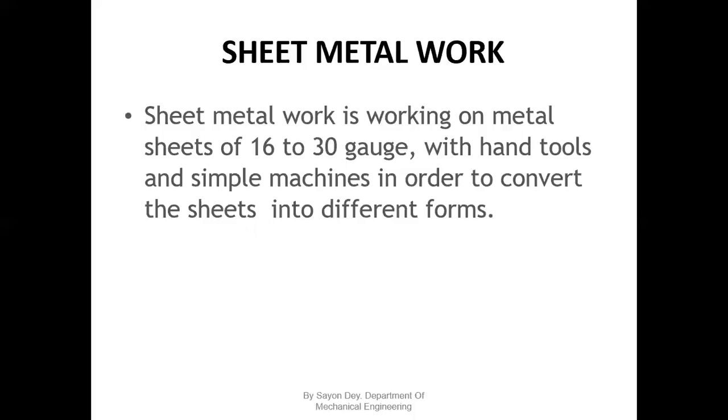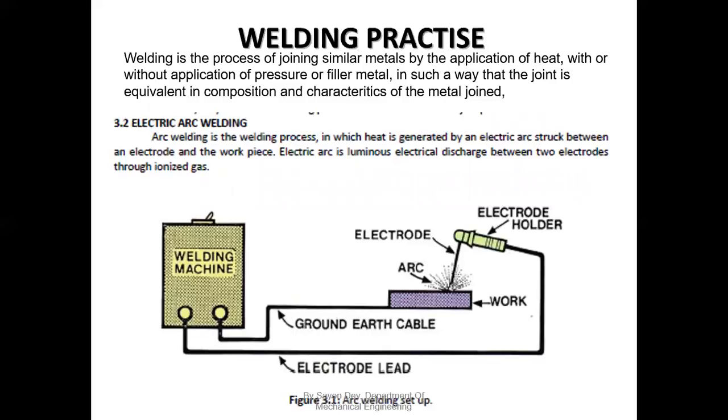Okay, I'm going to my next slide, that is welding practice. This is the most important and interesting trade in the entire workshops. Most of the students are very much interested in this welding portion. Basically, there are various types of joints, like permanent joints or temporary joints, but welding is a permanent joint. For example, we can use any adhesive or glue for joining purposes, but this is not a permanent joint, this is a temporary joint. But welding is a permanent joint.